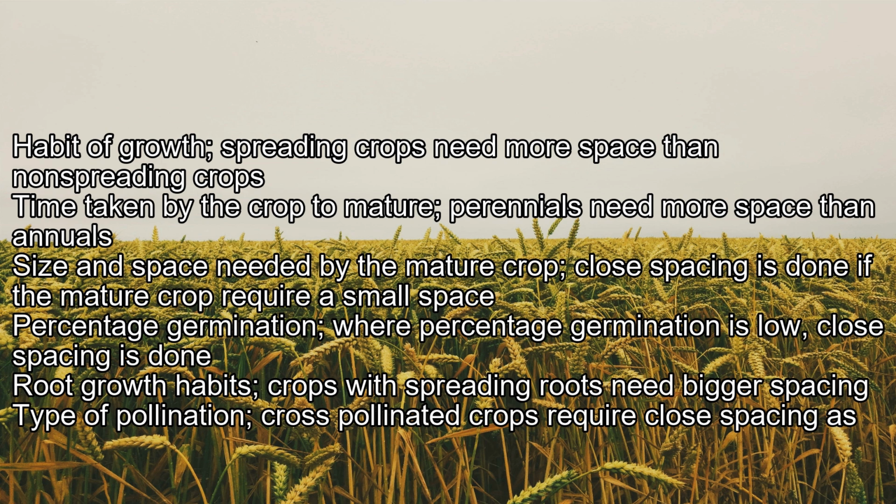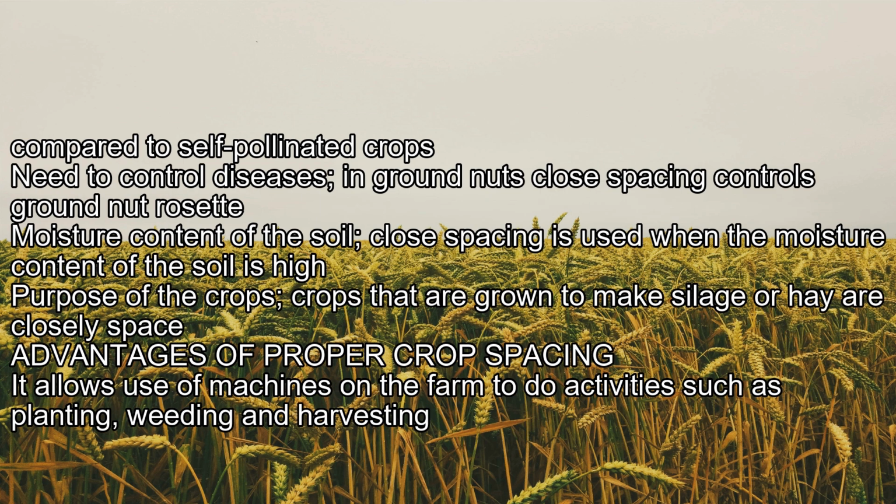Percentage germination. Where percentage germination is low, close spacing is done. Root growth habits. Crops with spreading roots need bigger spacing. Type of pollination. Cross-pollinated crops require close spacing as compared to self-pollinated crops. Need to control diseases. In groundnuts, close spacing controls groundnut rosette.